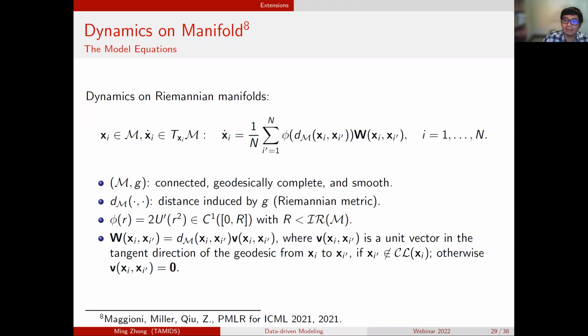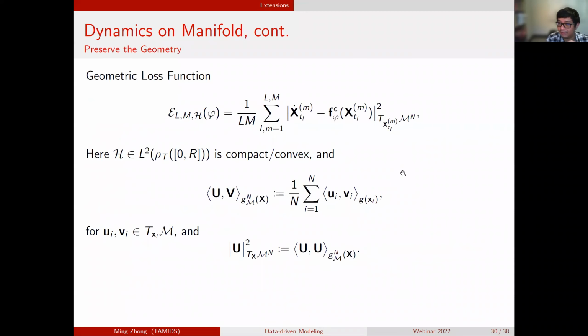And I'm also going to define my directions. So directions this time is going to be a little bit different. It's going to be in the tangent directions from a geodesic from xi to xi prime, if xi prime is not in the cut locus of xi. Okay, if it's in the cut locus set, then we just set it to 0. So that means that there's no interactions from points in the cut locus, from the cut locus neighbors of this point. Okay, we just cut it down just to make everything continuous. Okay, and because of that, we have a continuous dynamical model to use.